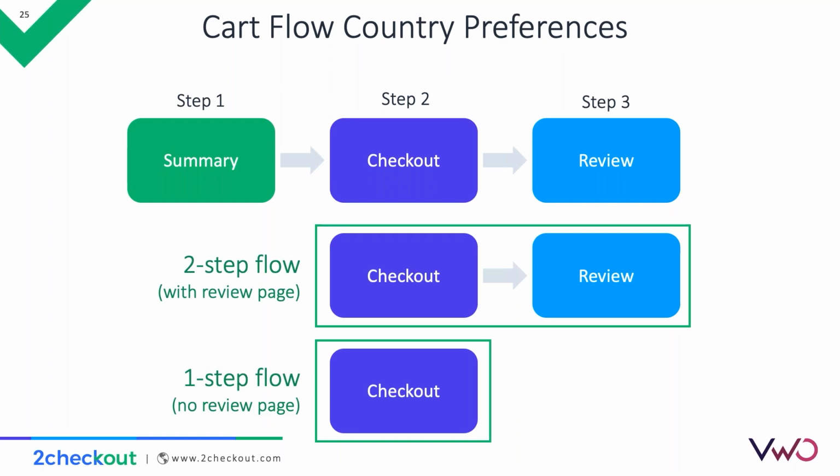Those three sections can be rearranged and modified into multiple combinations. If all three are on separate pages, we call it a three-step flow. However, we can combine the summary and the checkout sections to create a two-step flow, like you see right here. And then we can even remove the review section entirely and create a simple one-step flow.